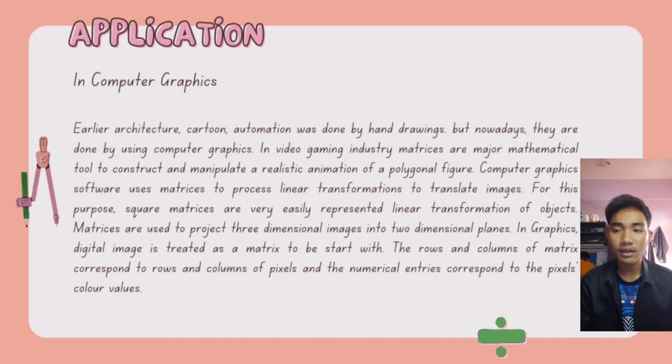In graphics, a digital image is treated as a matrix to start with. The rows and the columns of the matrix correspond to rows and columns of pixels, and numerical entries correspond to the pixel color value.